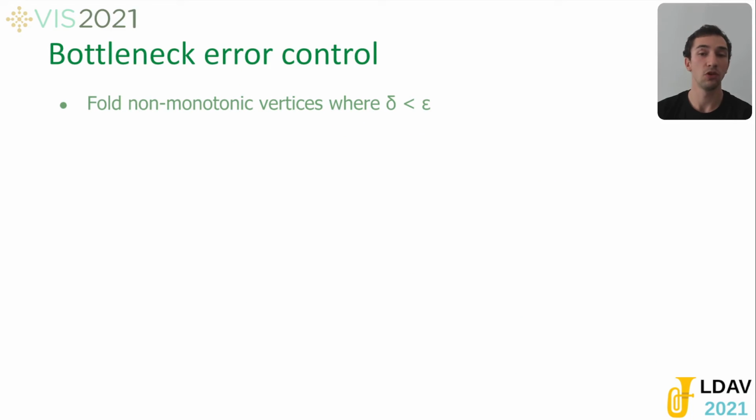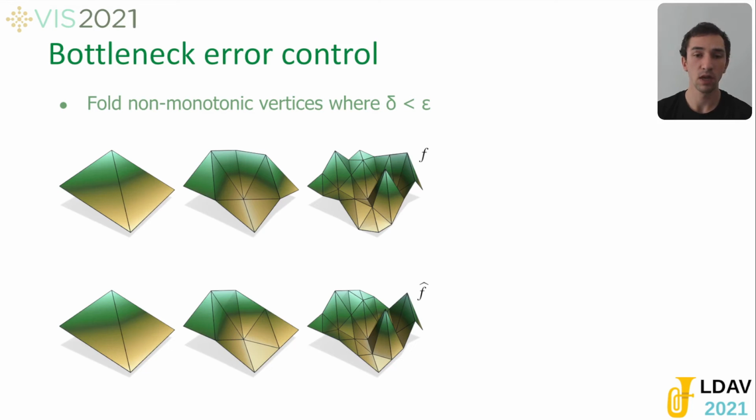So the strategy for the computation of f hat is thus the following. Given a target bound on the bottleneck error epsilon, we process the whole hierarchy and we fold every non-monotonic vertex if the displacement value delta is lower than epsilon. And here is the exact hierarchy, and here is our approximation. So for instance, this vertex is non-monotonic, so its displacement value delta is lower than epsilon, which means it gets folded as it is inserted. Then the scalar value doesn't evolve anymore. By construction, the uniform distance between our approximate function f hat and the exact field f is bounded by epsilon.